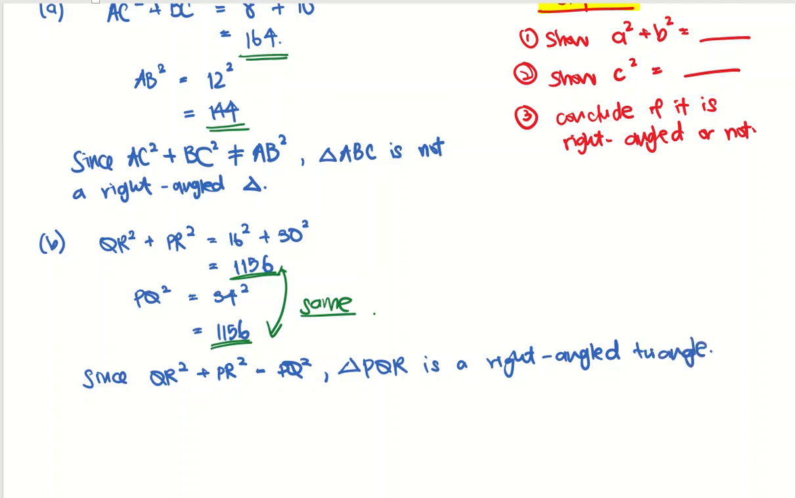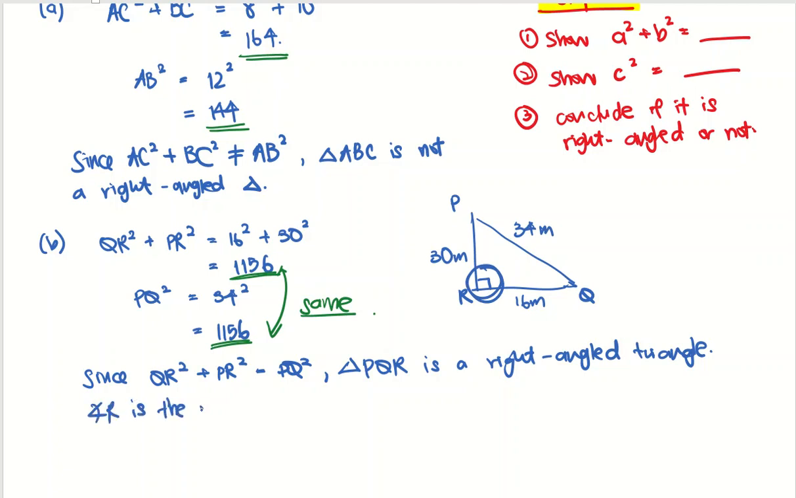But do not forget, you also have to answer which is your right angle over here. In order for you to identify which is your right angle, you can always do a simple sketch. Put in all your lengths over here. So take a look at the question. Because PQ will be the longest, this is 34. The rest will just be 16 and 30. So the right angle has to be at angle R. So conclude angle R is the right angle. Final answer.